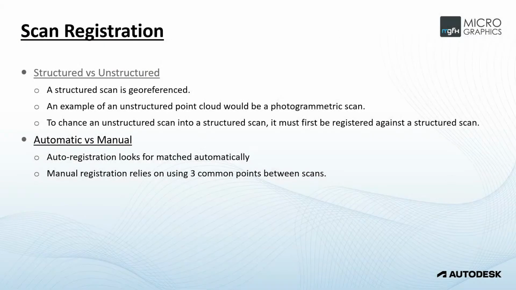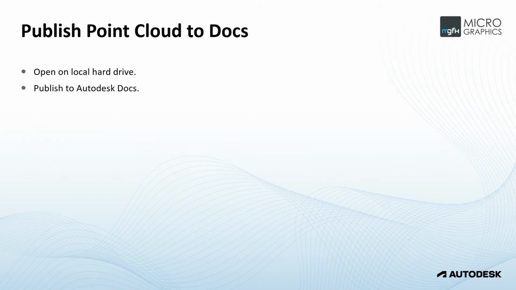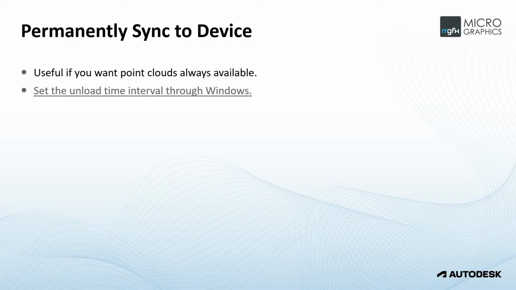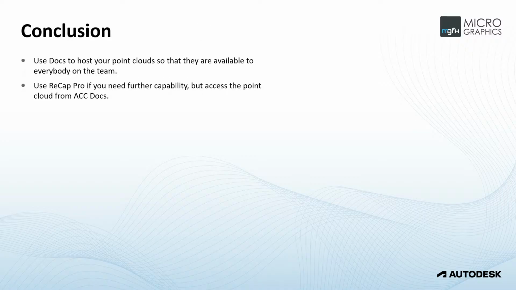web, right? And so we just want to recap quickly through the PowerPoint. So you basically open it from your hard drive, you publish it to docs, and after it's published to docs, then you can navigate it on a web browser and measure as well. And then you can also choose to permanently sync, and you can set the upload or the unload time through Windows. And in conclusion, you can use docs to host your point clouds, unlimited storage space, and not necessarily synchronized to your hard drives. You can save a lot of hard drive space so that they are available to everybody on the team as well.